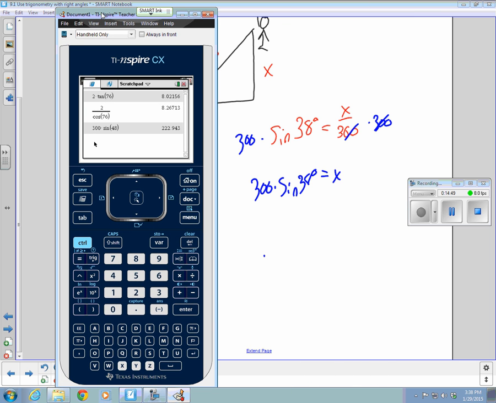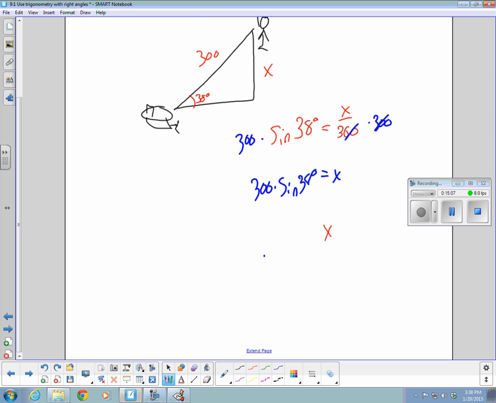So 300 times sine of 38 degrees. Enter. 184.7. So x is equal to 184.7. How many of you guys got that right? Hands up if you got it right. Oh, very good, very good. I know you guys are so smart. Okay, so now moving on.